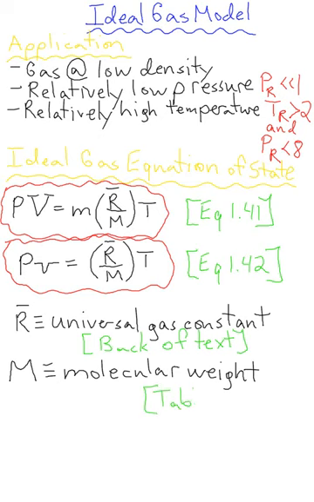Now when you're using this equation, make sure you are using the correct universal gas constant and molecular weight based on what units you're using. If you're given information in SI units, then use the SI versions. If you're given it in English units, there is an English version for both the universal gas constant as well as the molecular weight. So make sure you're using the right constants based on the units you're in.